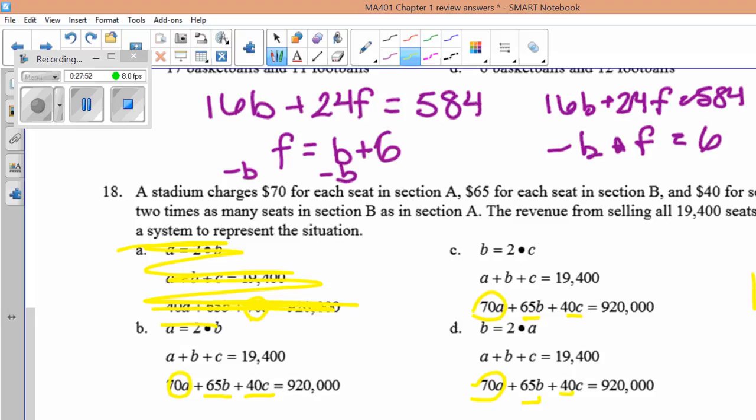B has twice A. Nope, not this one. Nope, not that one. B has twice A. Ta-da! And the answer is letter D down there. If you notice, which I didn't even talk to you about, but these were all the same. So we didn't even need to read that sentence or worry about that sentence because they were right there.